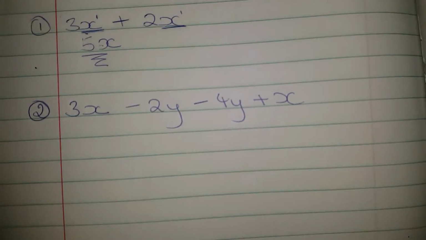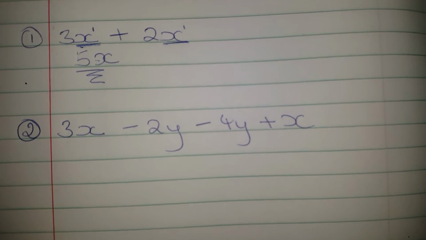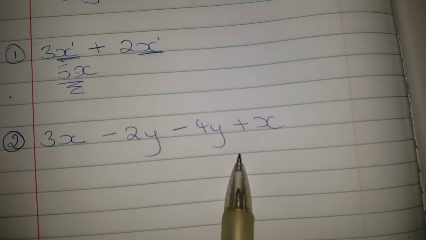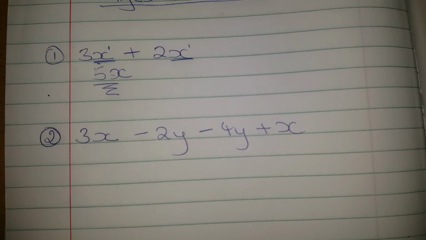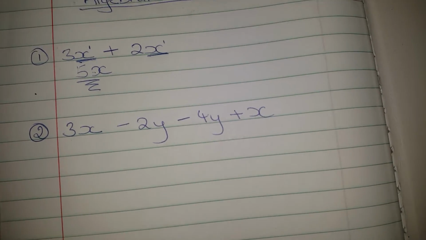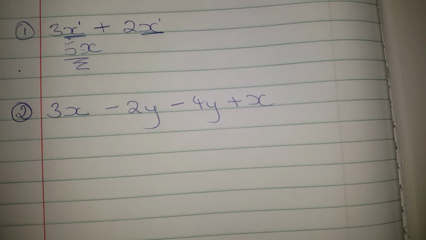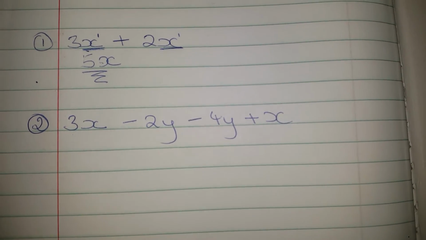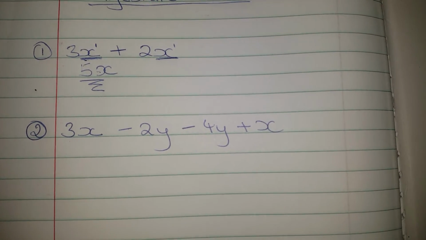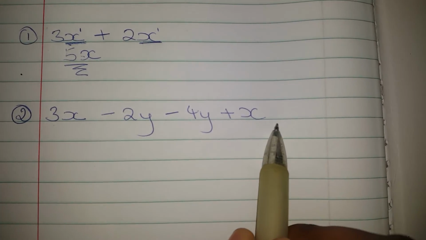Questions can get a bit more complex where we have integers being involved. So we can have 3x minus 2y minus 4y plus x. This question is introducing more than one term, so the same situation applies. Identify your like terms if there are any, and then use the operation that joins them to solve your given question. In this case, we have 3x and x over here.